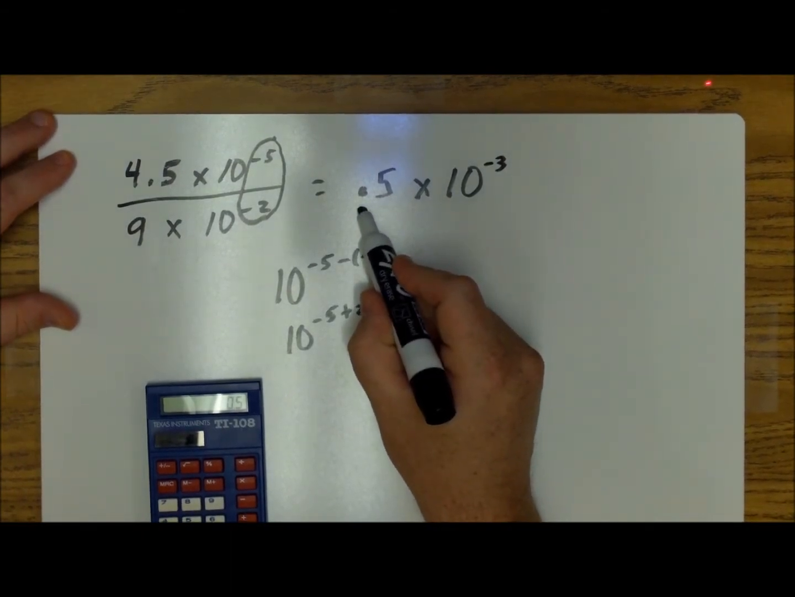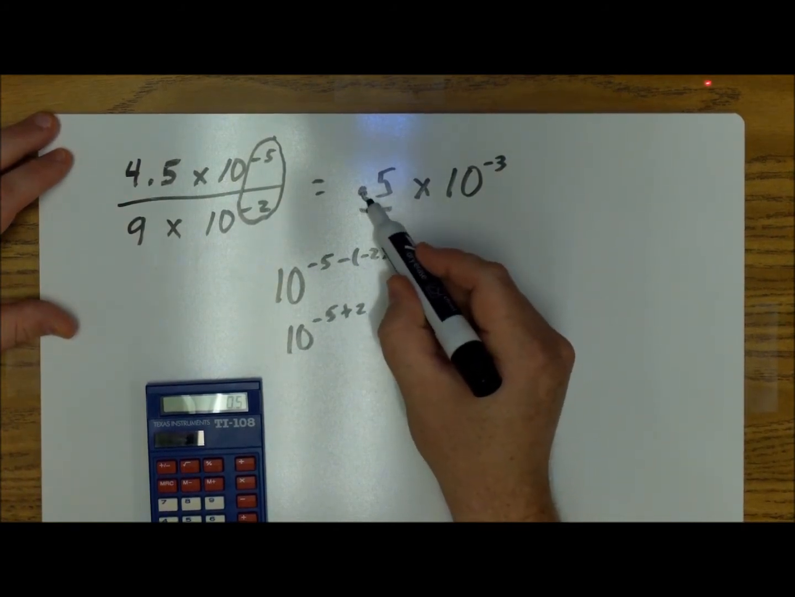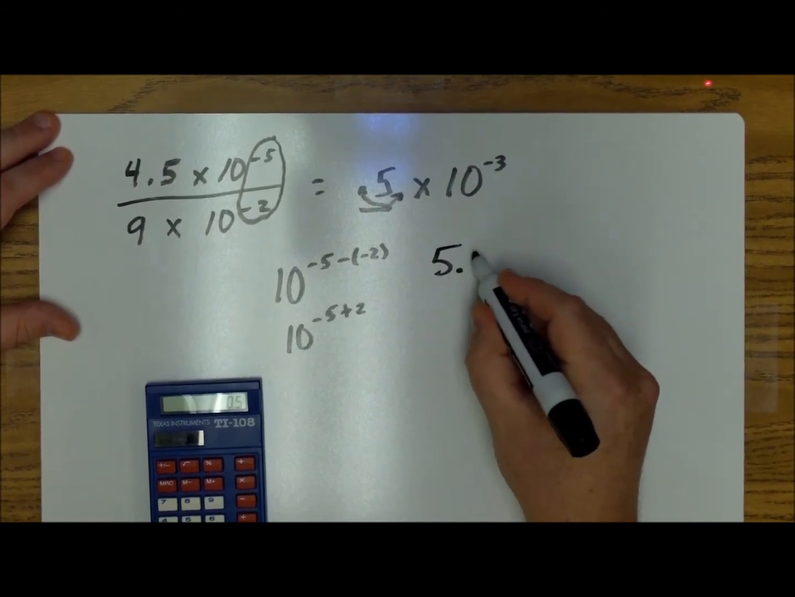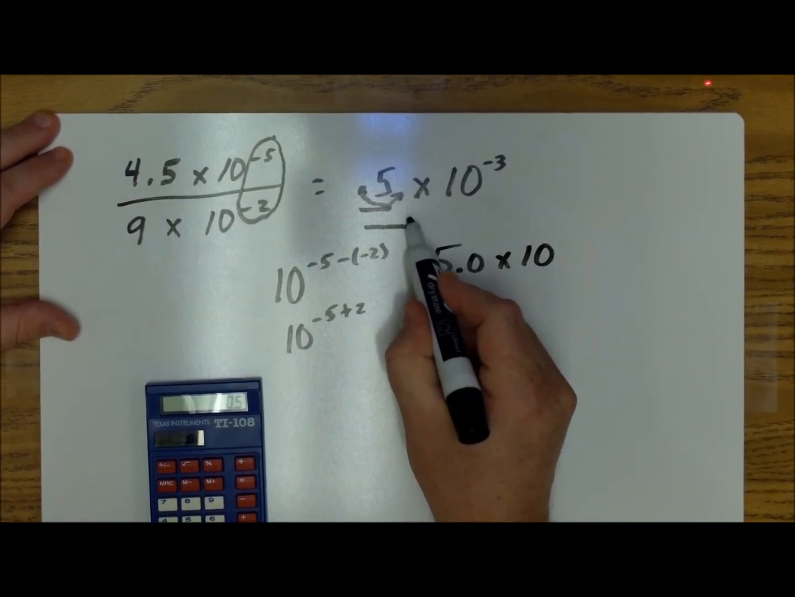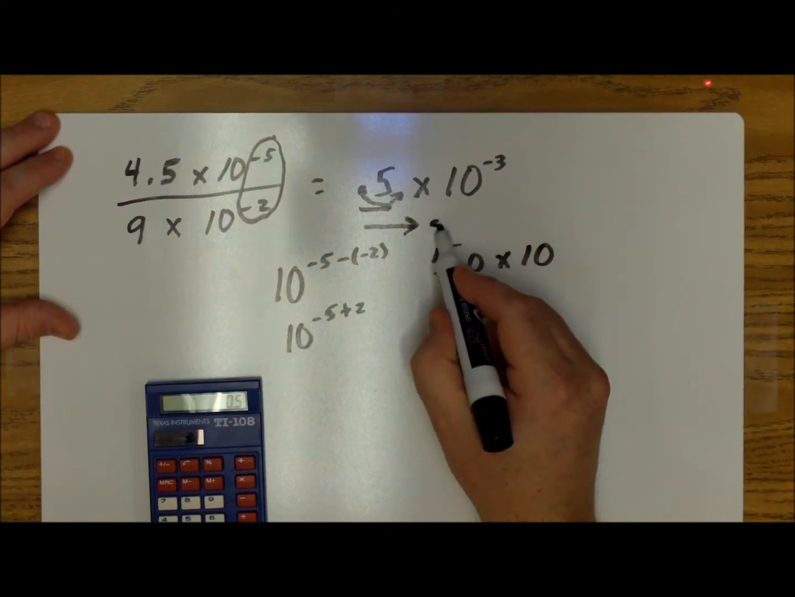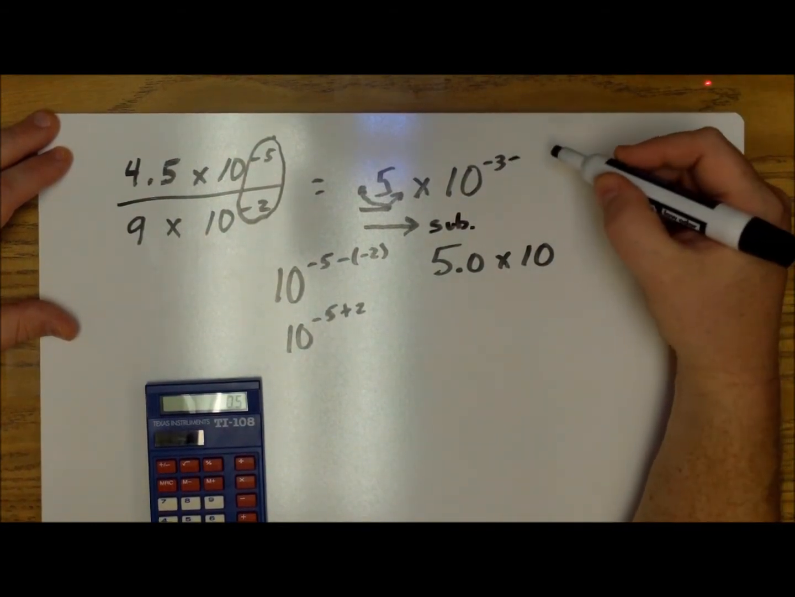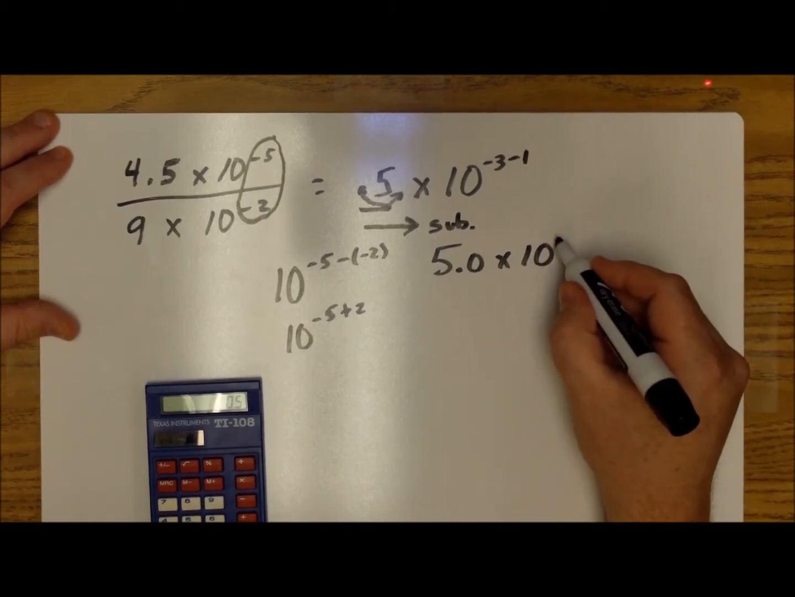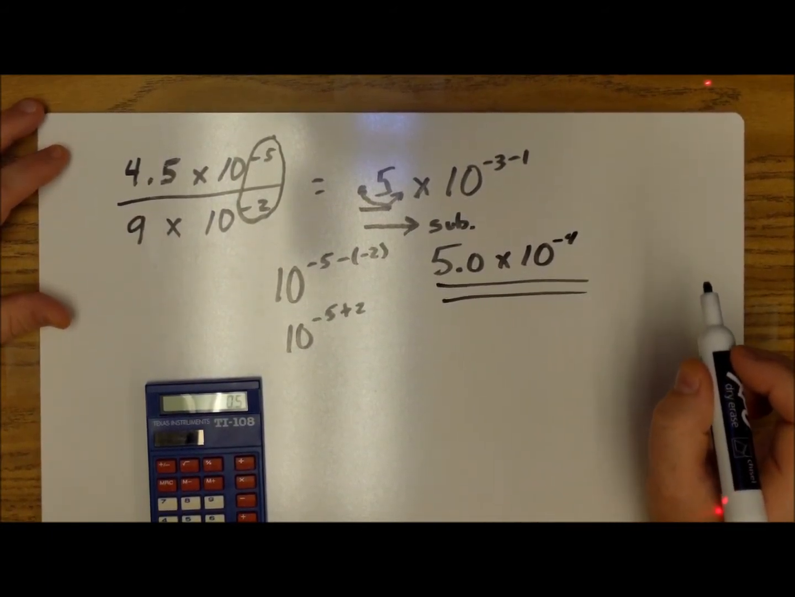Now this, of course, is still not in scientific notation because this value right here is actually smaller than 1. So what we need to do is move the decimal back one place, and that will end up giving us 5, or if you choose 5.0, times 10. Now we ended up moving the decimal to the right. And the rules say when we move to the right, we will subtract from the exponent. So up here we're going to subtract however many places we moved. We moved one place. And we have negative 3 minus 1, which gives us negative 4. So our final answer would be 5, or 5.0 times 10 to the negative 4th power.